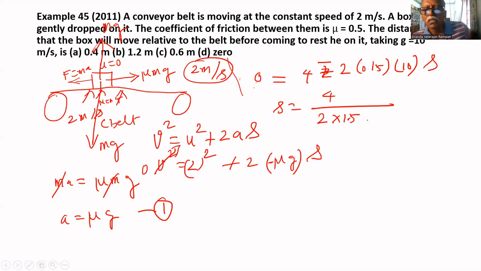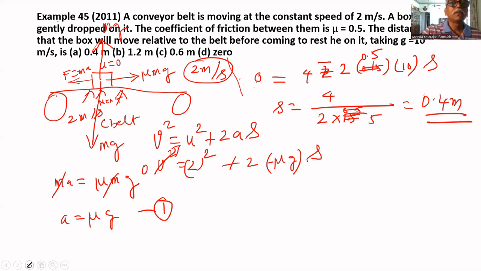Mu is 0.5, I remember the previous number. So mu equals 0.5, and 0.5 into 10 equals 5. Therefore, 0 equals 4 minus 2 into 5 into s, so s equals 4 divided by 2 into 5, which is 4 by 10, that is 0.4 meter. Therefore, A is the answer. The box will move for a distance of 0.4 meter.